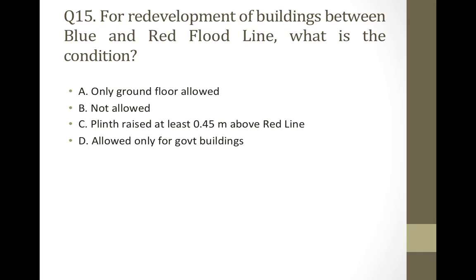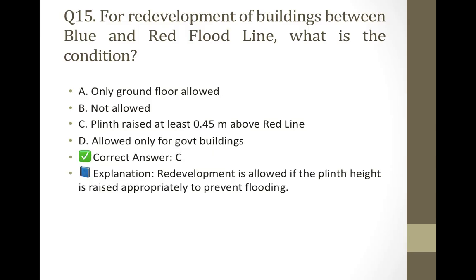Question 15. For redevelopment of buildings between blue flood line and red flood line, what is the condition? A. Only ground floors are allowed. B. Not allowed. C. Plinth raised at least 0.45 meters above the red line. And D. Allowed only for government buildings. So correct answer is option C, as we have seen earlier, that plinth raised at least 0.45 meters above the red line, then the constructions are allowed.